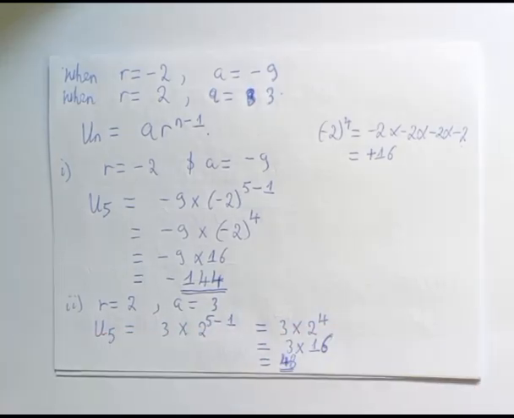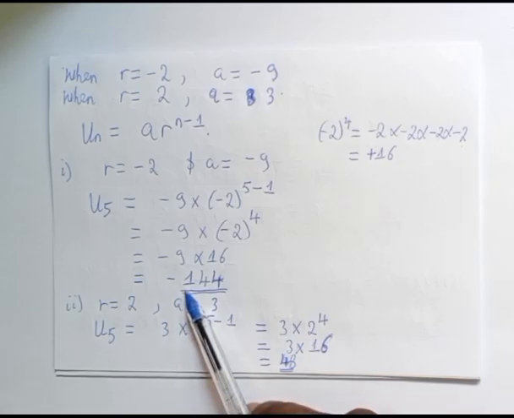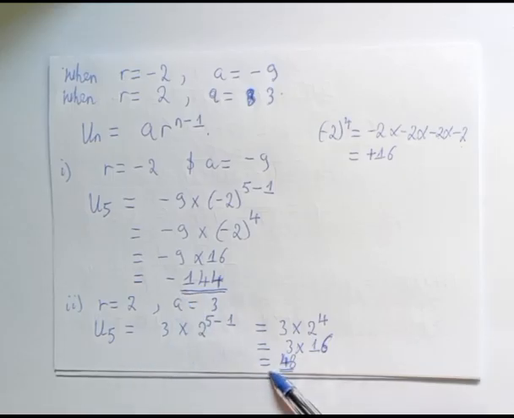Therefore, the two possible values of the fifth term of this progression are u5 equal to negative 144 and u5 equal to 48. We are done with the solution of the exercise.